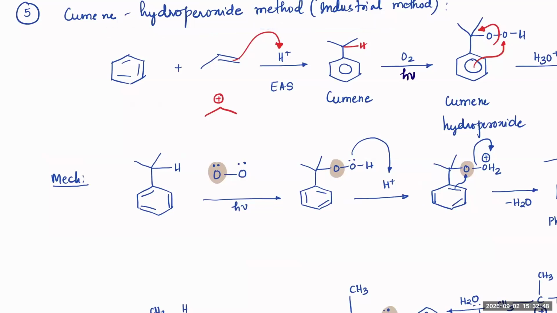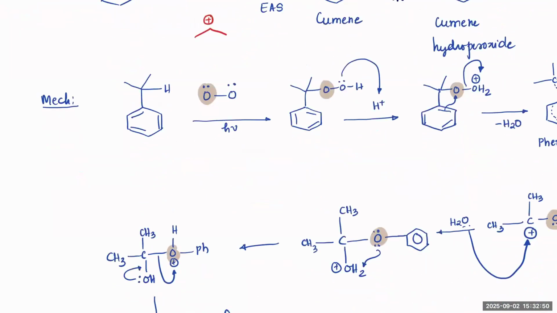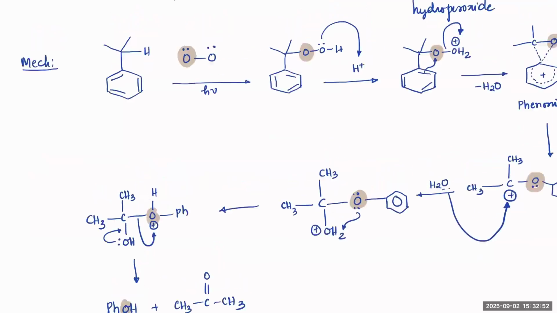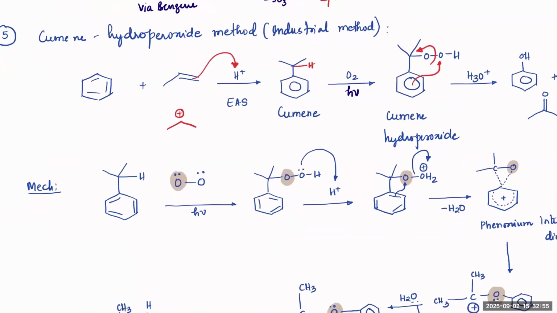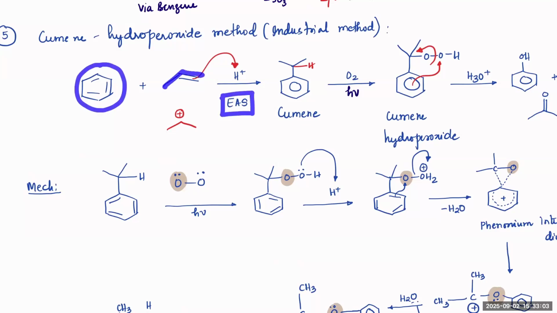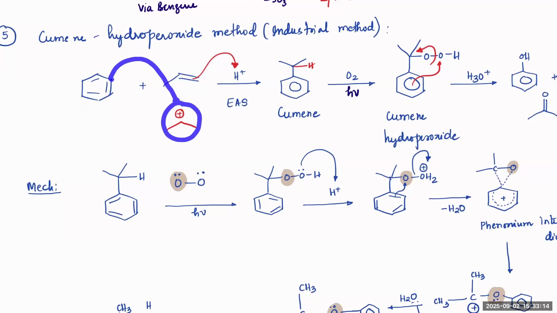Honestly, the mechanism is not essential, but I have given it in case you want to refer. So check out what you have to remember here. If benzene is used in an EAS reaction, electrophilic aromatic substitution, with an alkene, which is propene, then the pi bond will take H plus, because I require a Lewis acid. So the Lewis acid is H plus here. You will generate a carbocation and benzene will attack on this electrophile, and that's how you'll get cumene.